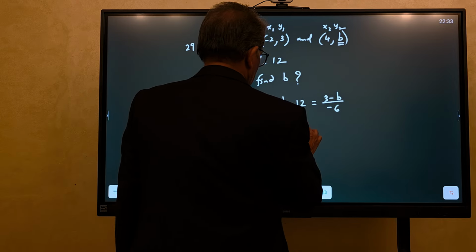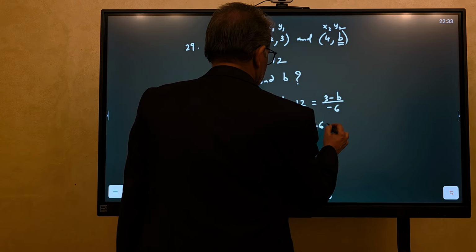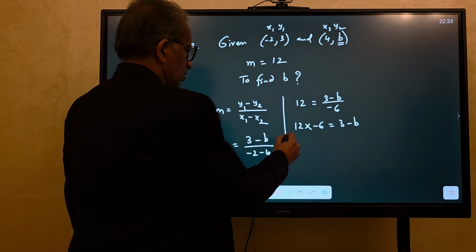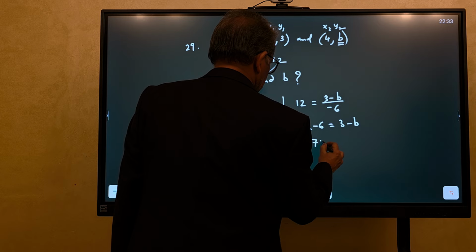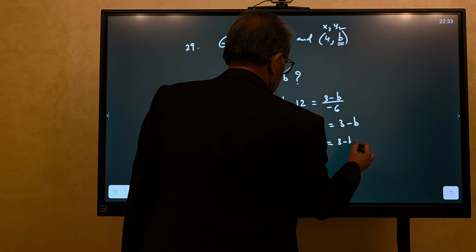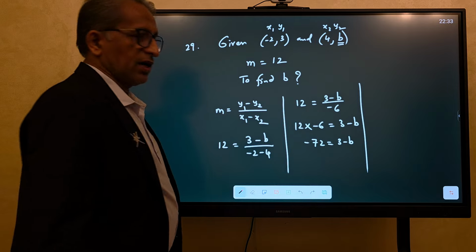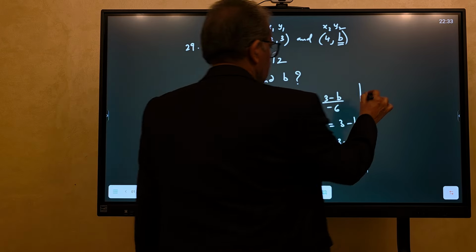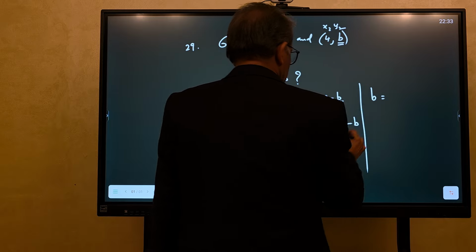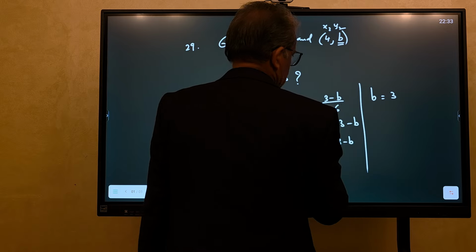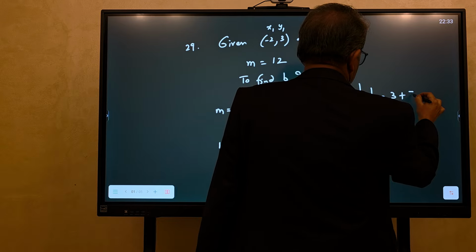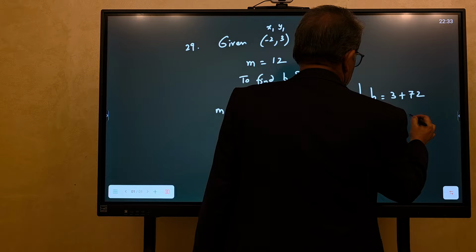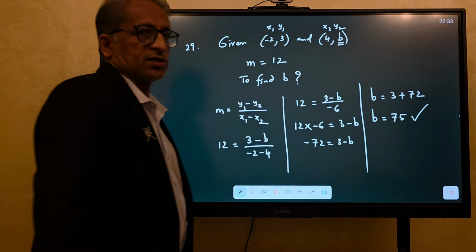Cross multiply. 12 into minus 6 is equal to 3 minus b. So 12 into minus 6 is minus 72, equal to 3 minus b. I want the value of b. So I will bring minus b to the left side, it becomes b. Then 3 is already there, and minus 72 I will bring to the right side, it becomes plus 72. So the answer for this is 75.